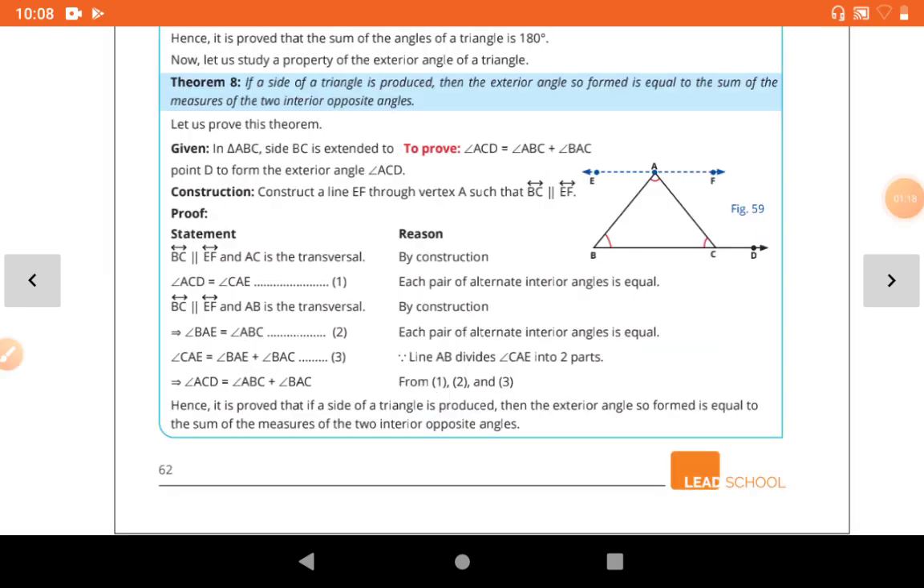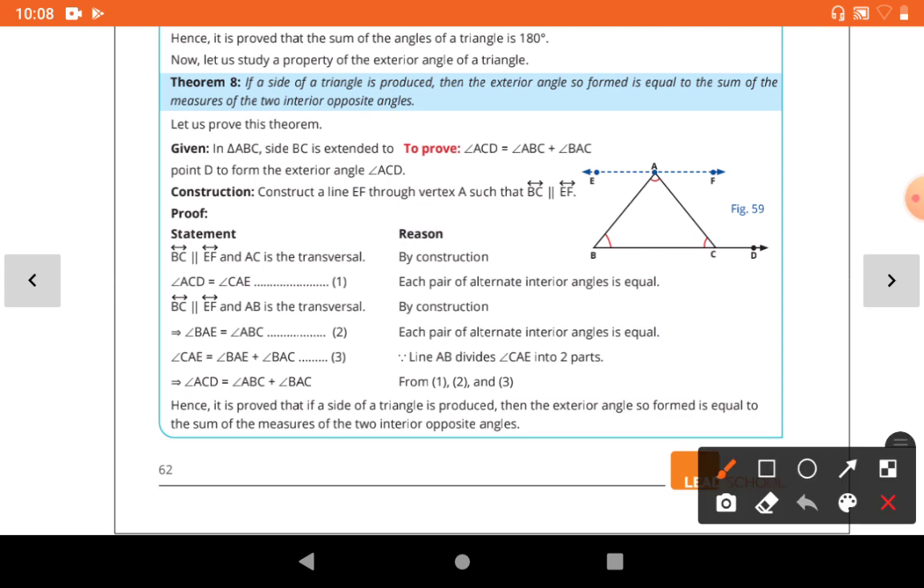Next theorem, theorem 8. This is called exterior angle property of triangle. In this, the exterior angle of a triangle, which is made by extended one line of the triangle or one side of the triangle, is equal to the sum of opposite interior angles.